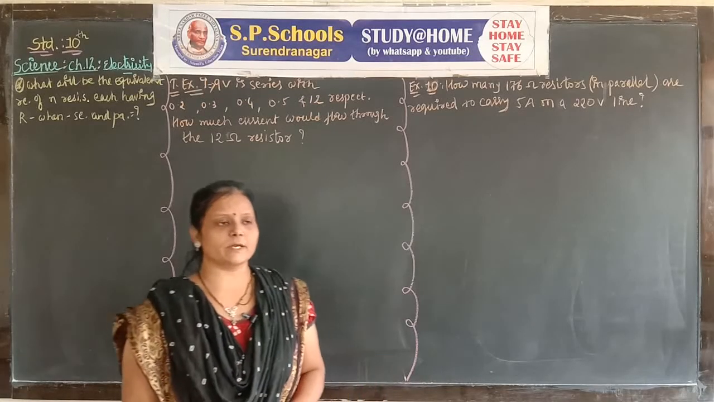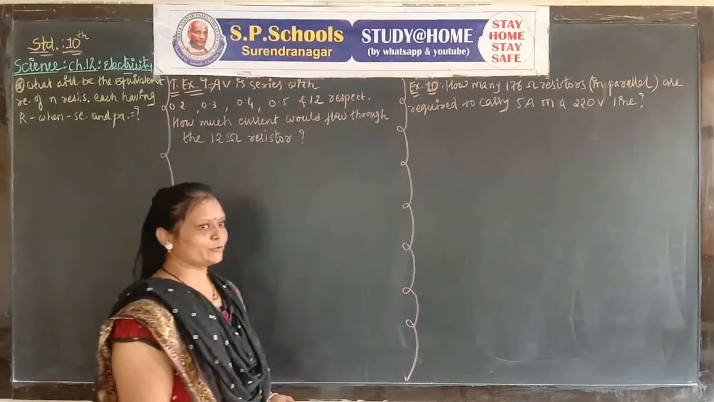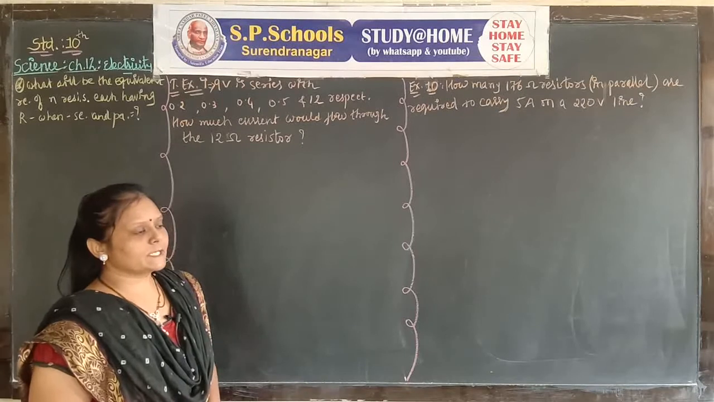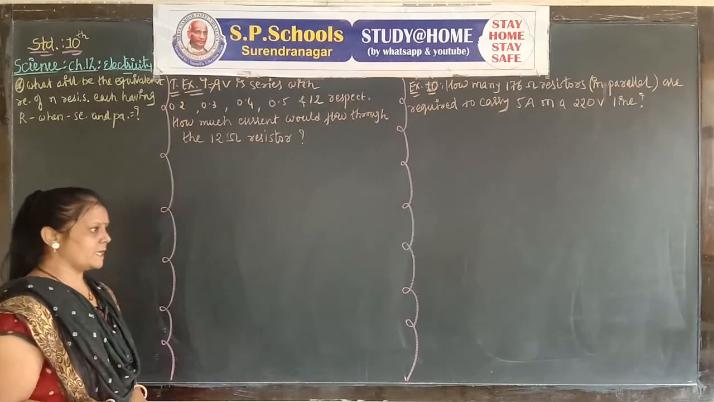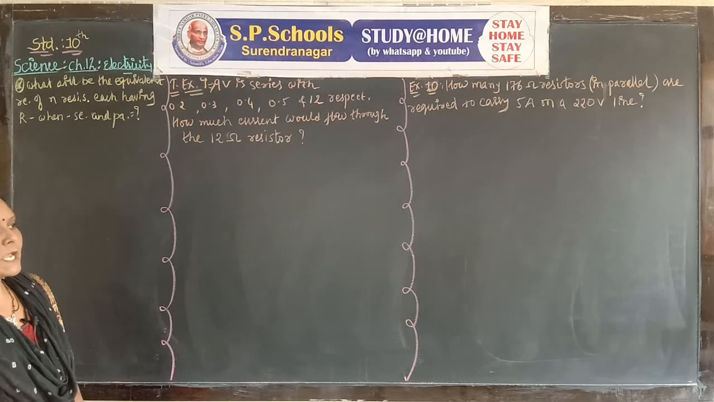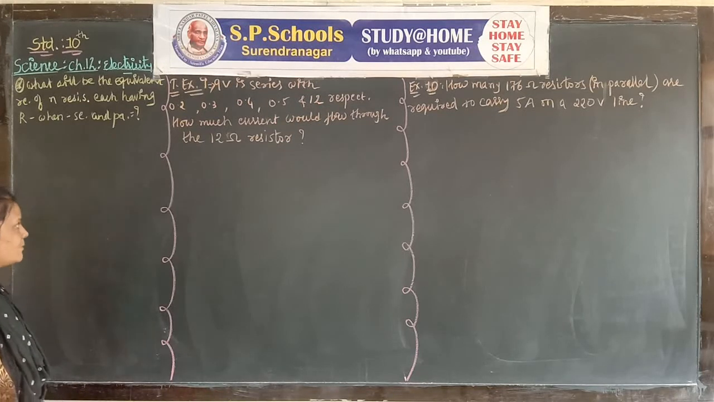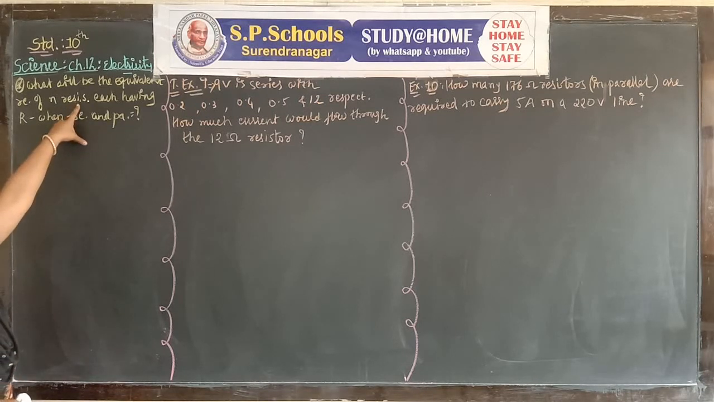Hello friends, in chapter number 12, Electricity, before going to the examples of series and parallel combination, first we take one small question, but it is important for the examples. What will be the equivalent resistance of n resistors, each having resistance capital R, when connected in series and parallel combination respectively? I can repeat the question.